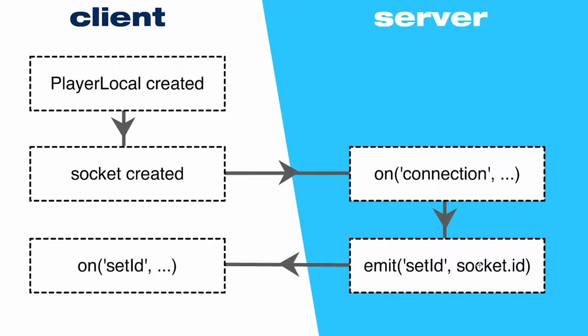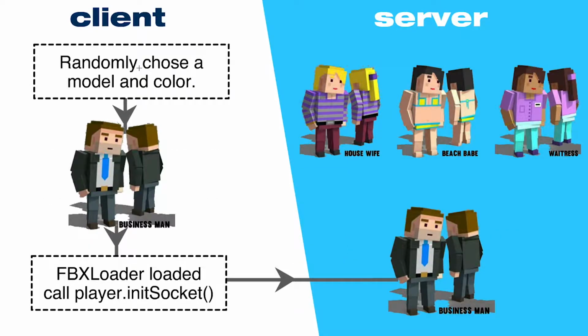At this stage, the socket will have an ID which we emit back to the client, which responds to it using the event onSetID. So at this stage, our server socket has an ID and our client knows what that ID is. On the client, we're going to randomly choose a model.